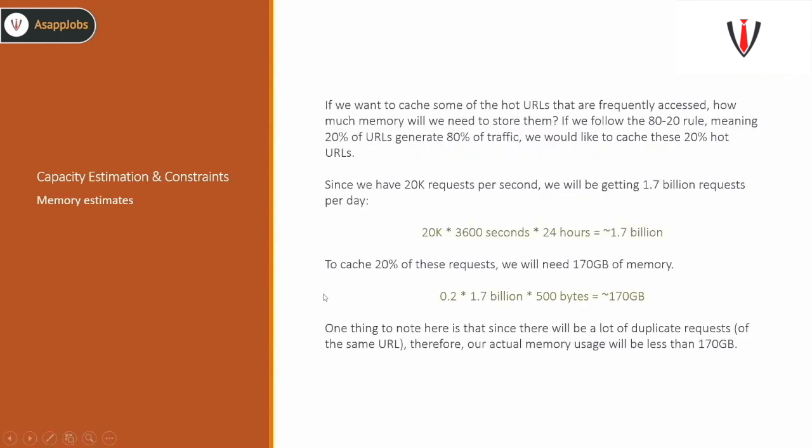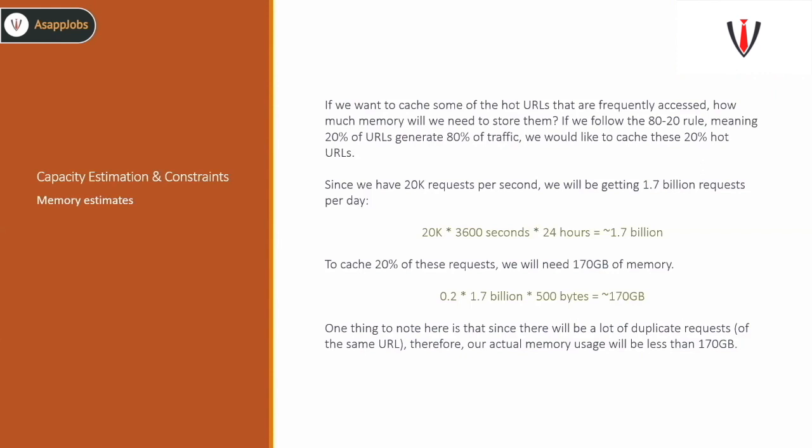The next one is memory estimates. We did a storage estimate, and tomorrow, if you want to have a cache, because a lot of these requests might be for the same URLs, does it make sense to build a cache? And if it makes sense, then what would be the memory that is required? There's a very famous 80-20 rule, which says that 20% of the URLs will generate 80% of the traffic. So we would like to cache these 20% hot URLs and serve them fast.